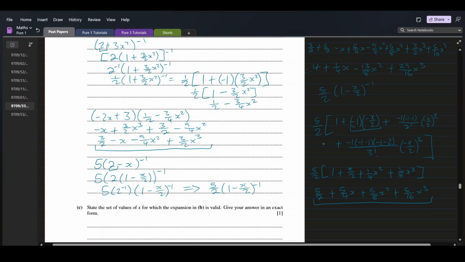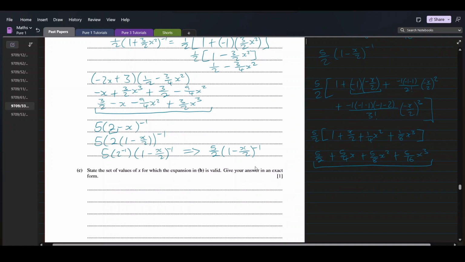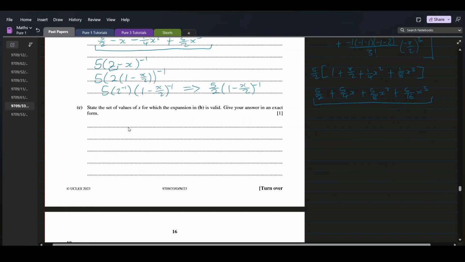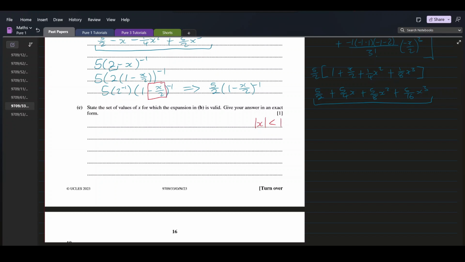Let's move on to part C. State the set of values of x for which the expansion in B is valid. Give your answer in an exact form. Okay, we know that the condition that allows us to use the formula for binomial expansion is that the modulus of x should be less than 1. So let's identify all the values of x that we used in part B. So we've got negative x over 2.